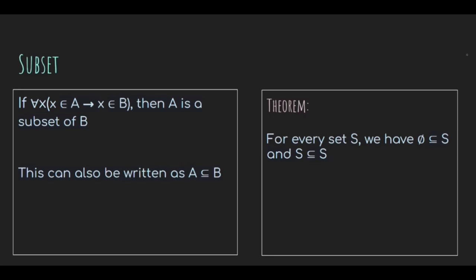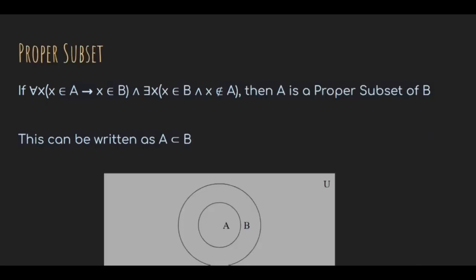Now we have a theorem to look at, which we're going to come back to. I'm just going to explain it now. Let's say we have a set S, for example. Any set, this is just a set S. For that set, we have an empty set as a subset of S, and S as a subset of S. So an empty set and the entire set are both subsets of S.